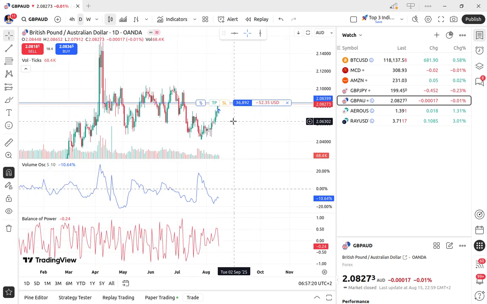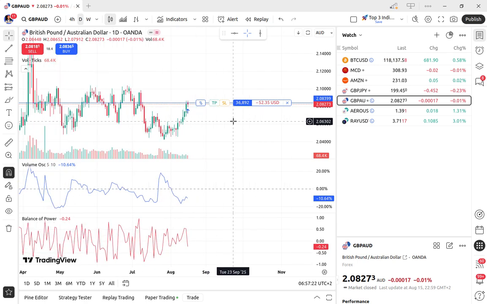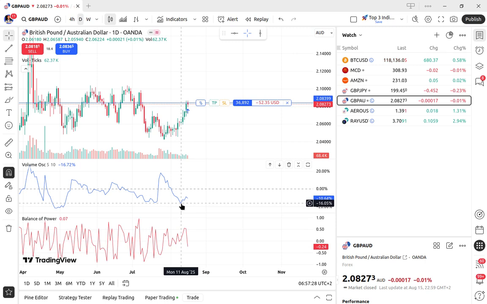I'm going to show you the process. I don't know if I have already gone through the process, but basically this is what I do. As you can see, there's a volume accumulation from here going up, but it's still negative, and the balance of power is also negative.